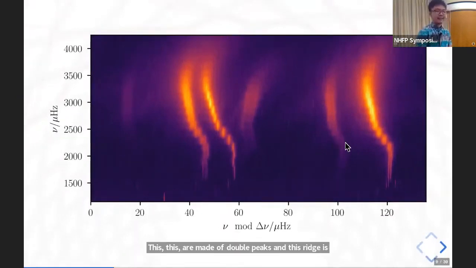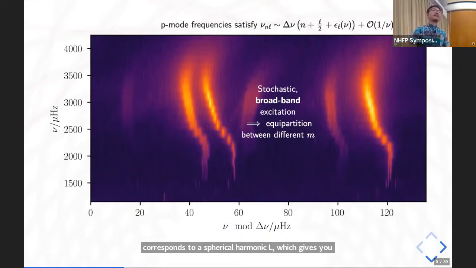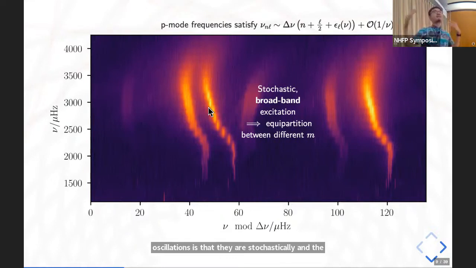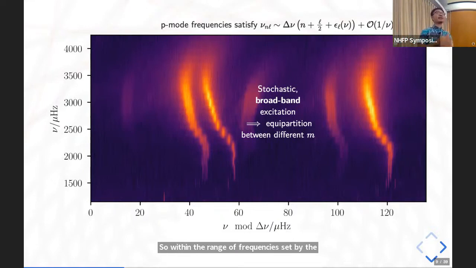So the idea is that each of these ridges corresponds to a spherical harmonic L, which gives you a different multiplicity of modes. Right? And the other defining property of solar-like oscillations is that they are stochastically and broadband excited. So within the range of frequencies set by the resonance frequency, basically every mode that can have kinetic energy will have kinetic energy. And so the mode amplitudes are roughly consistent between components of each multiplet like this. So these multiplets arise because basically every star rotates, right?